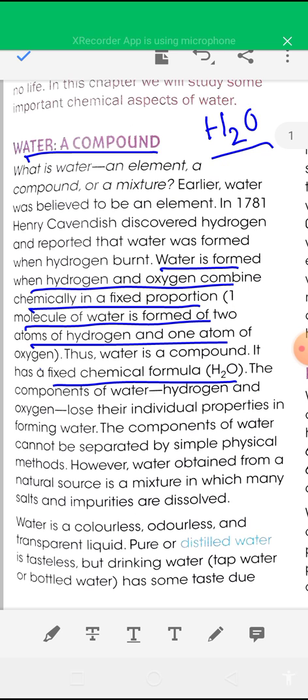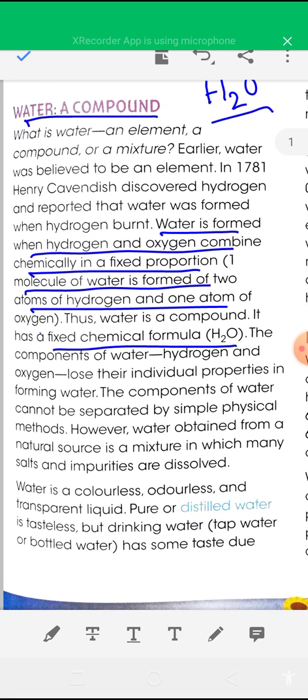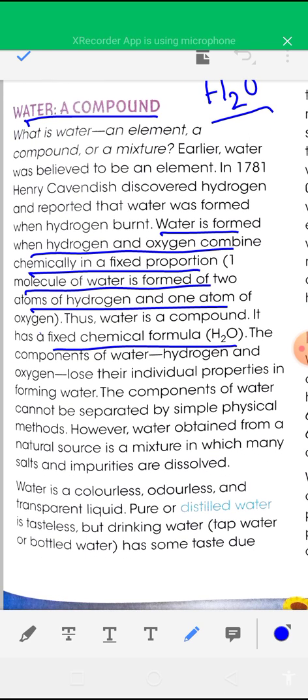Now see properties of water. Water is a colorless, odorless and transparent liquid. Pure water or distilled water is tasteless because it does not have any dissolved salt or minerals.